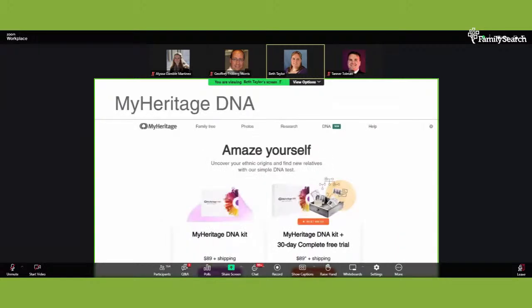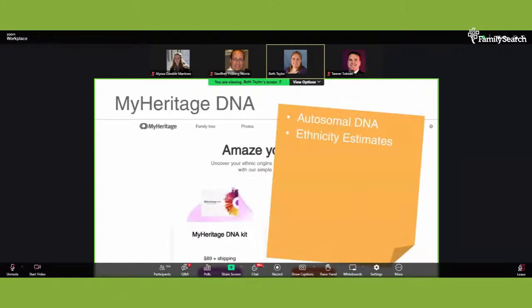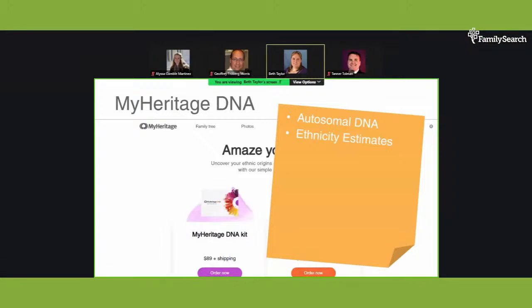We also have MyHeritage DNA. They test autosomal DNA, ethnicity estimates. They do something called genetic groups, which is similar to the communities on Ancestry, also providing, again, DNA matches. And we've got through lines on Ancestry, and MyHeritage does something called the theory of family relativity, and I'll show you that in a second.